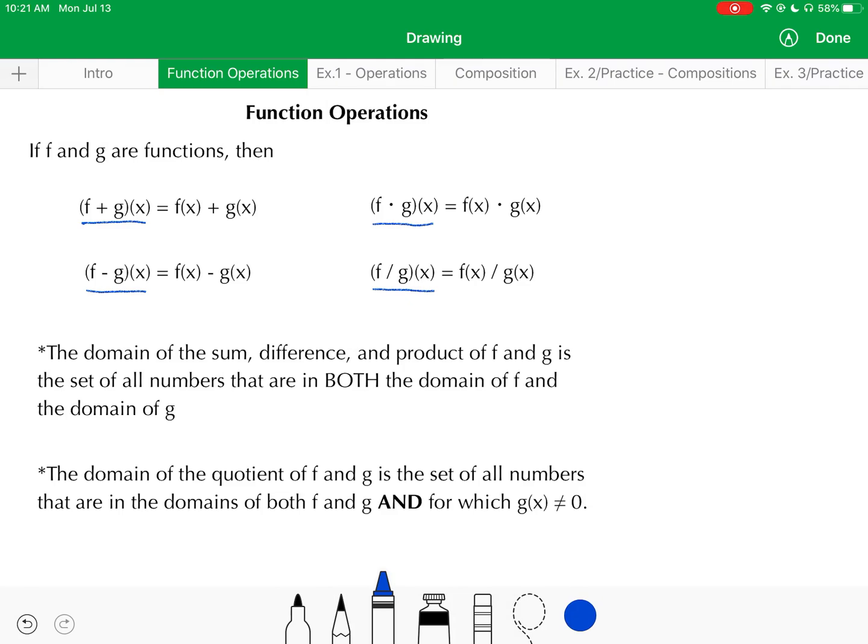Now, for the quotient, it's going to be the same thing in terms of the domain, except there's one extra piece you've got to look out for. When you're finding a quotient, more than likely you're going to end up with a fraction for your quotient, okay? And what we'd want to do is make sure we exclude values from the domain that would make that fraction have a denominator of 0. Okay, so that's something that we'll have to look out for.